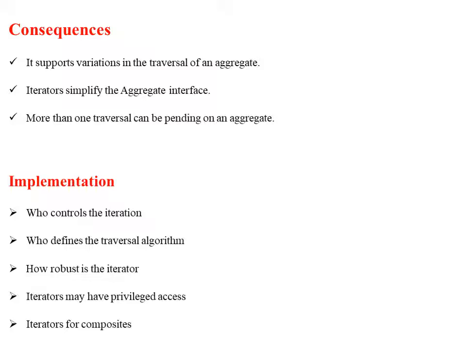Why? Because every traversal needs to be defined on the aggregate object without exposing its internal structure. So it supports a number of variations in the traversal of an aggregate object. So that is one of the main consequences.